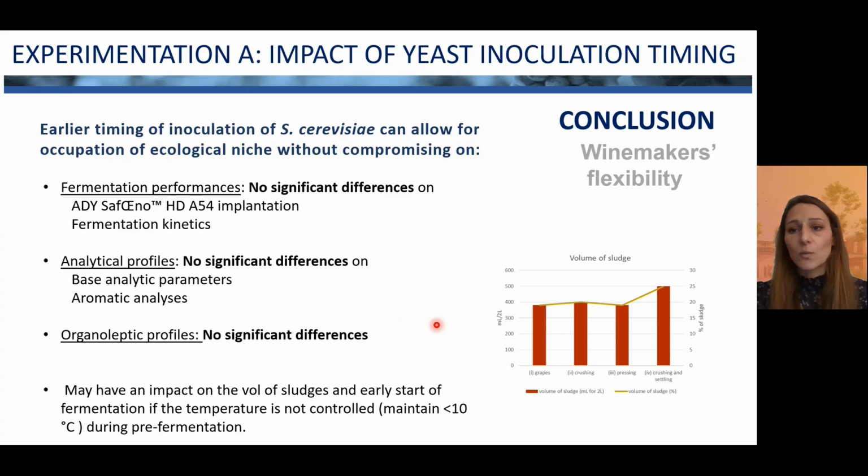So it does give the winemakers flexibility on when they choose to add the yeast, in order to be more practical, but also to have a bioprotection role. It may, however, have an impact on the volume of the sludges, especially if you don't control the temperature well and you have an early start of the fermentation. So control of the temperature below 10 Celsius is very important during the whole pre-fermentation stage.